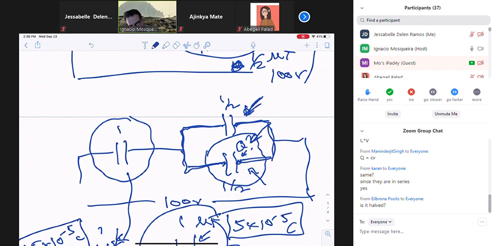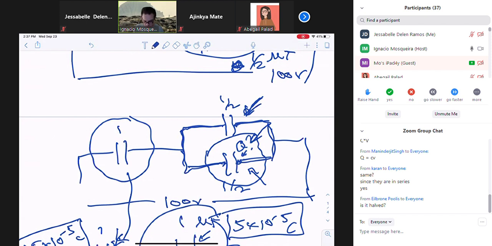Correct. Now, I picked an example that was a little easier because what you're saying is exactly correct. So what is Ilbron saying? That, okay, when they're in parallel, they add up. So they have to add, and they're both the same. Since they're both the same and they add up to 5 times 10 to the negative 5, then each one is half that value.